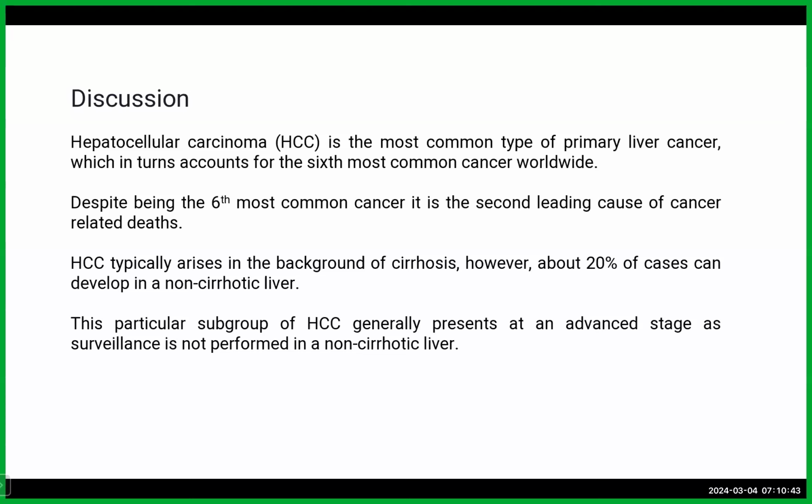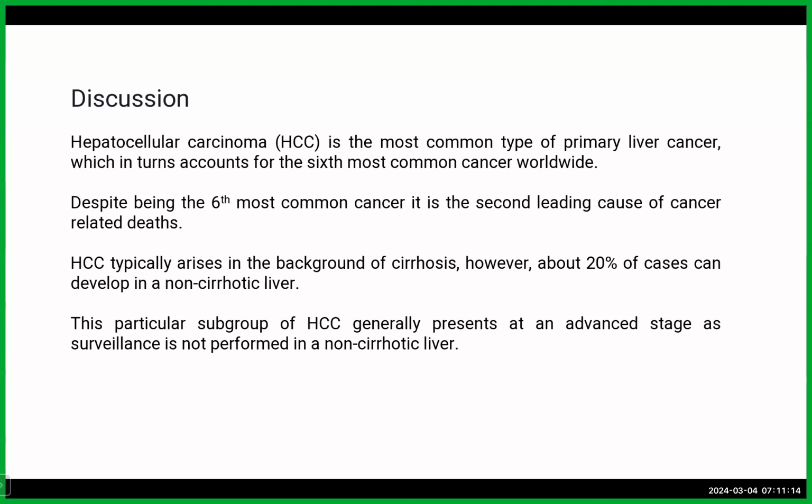Discussion. Hepatocellular carcinoma is the most common type of primary liver cancer, which in turn accounts for the sixth most common cancer worldwide. Despite being the sixth most common cancer, it is the second leading cause of cancer-related death. Hepatocellular carcinoma typically arises in the background of cirrhosis. However, like the case presented, in 20% of cases, it can develop in a non-cirrhotic liver.